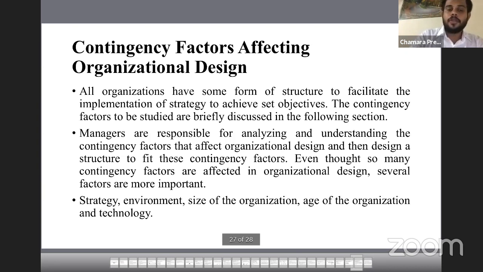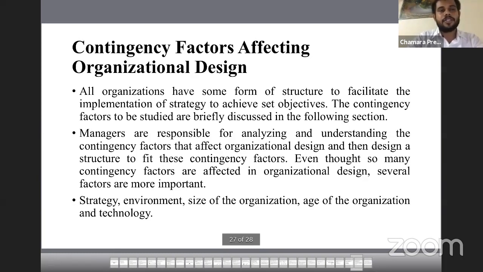Now, obviously, whether we go for a functional, divisional, or matrix structure will be determined by the size of the organization and the age of the organization. Sometimes, some organizations are very old and follow a family business model, and when delegating authority, there are some restrictions saying that the authority should be delegated only to close relations or something like that.